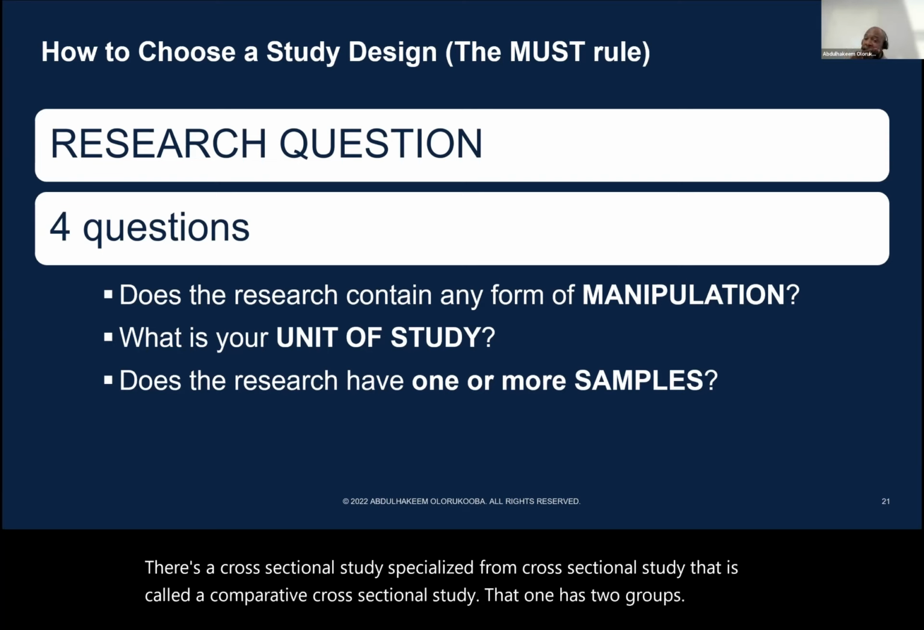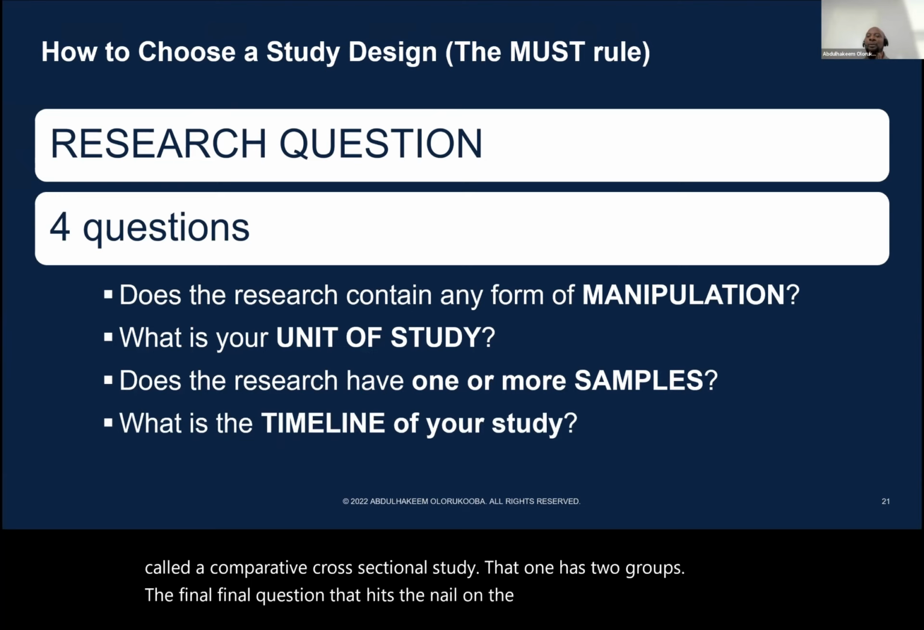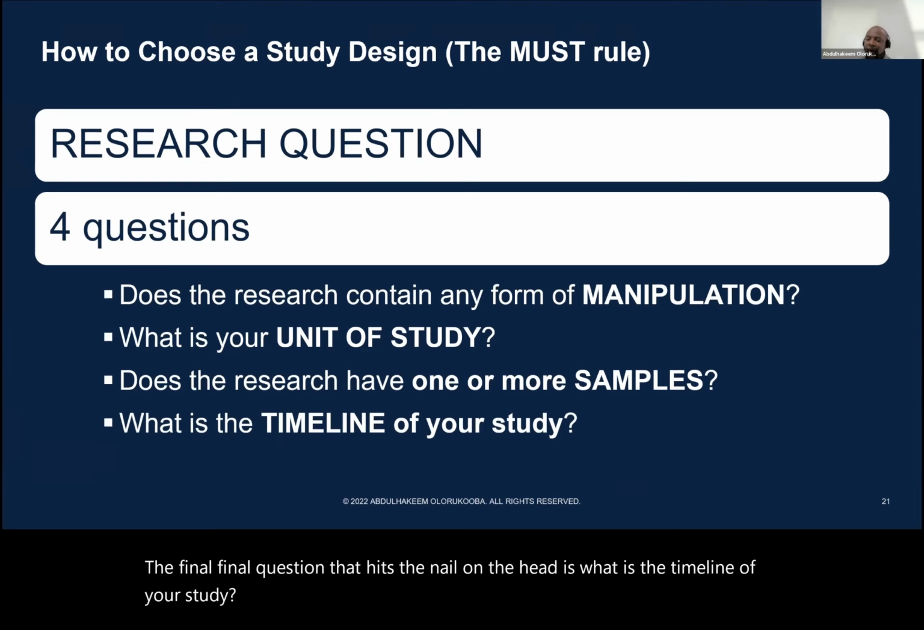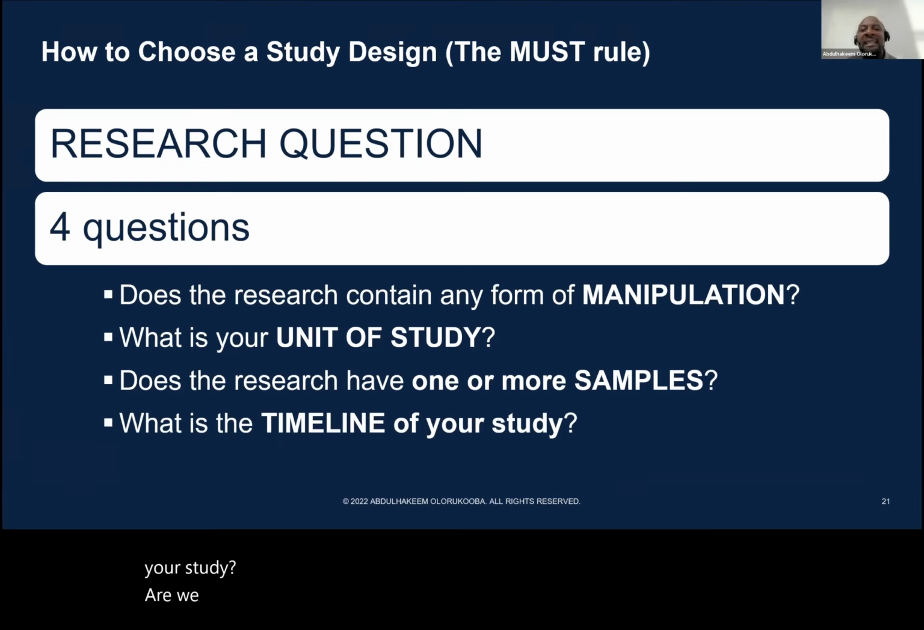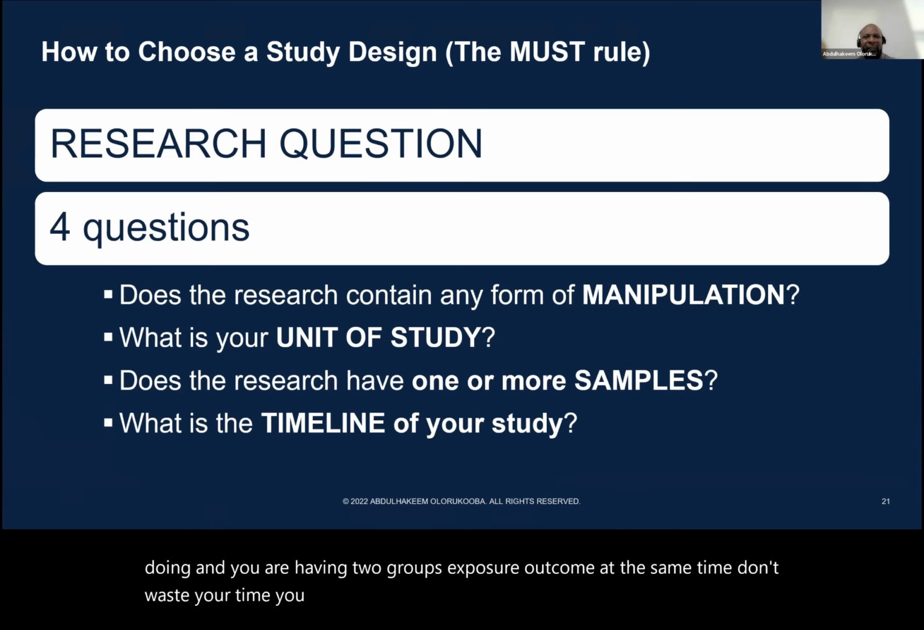The final question that hits the nail on the head is, what is the timeline of your study? Are we seeing exposure and outcome at the same time? If that's what you are doing and you're having two groups, exposure and outcome at the same time, don't waste your time. You are doing a comparative cross-sectional study. Nobody in the world is going to call it something else.